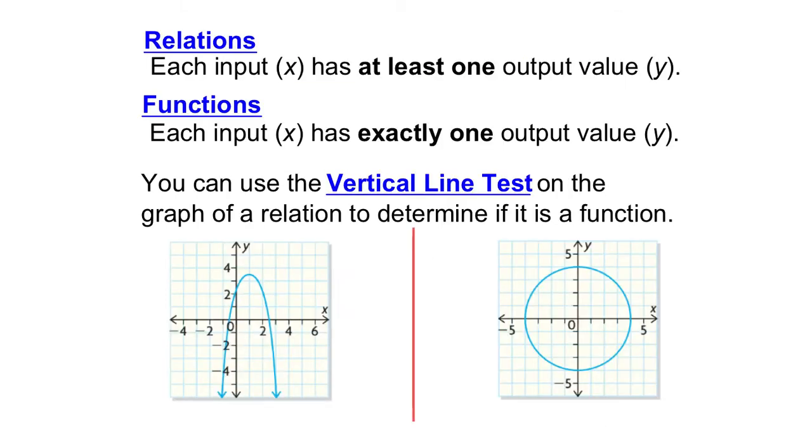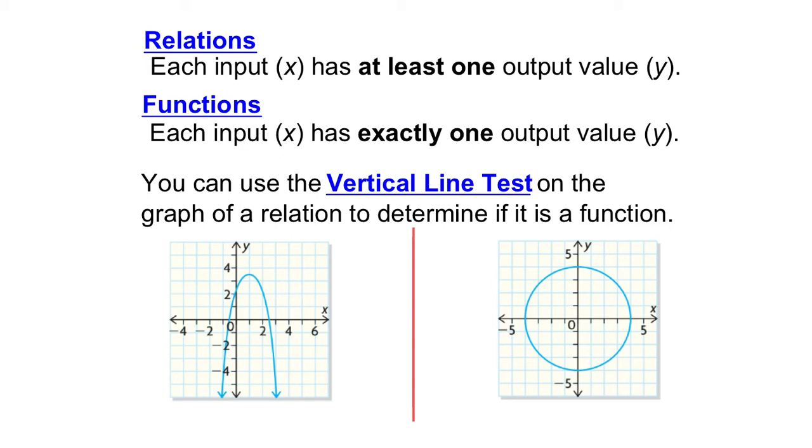The first thing we need to know is what a relation is. Relations have each input value with at least one output value. So if you plug x into an equation, it'll spit out at least one value for y. You could have two different values of y, or just one value of y, it just depends. But in any case, there's a relationship between two variables, x and y, and you can make a graph of that relationship.